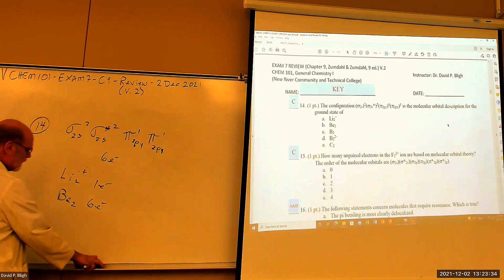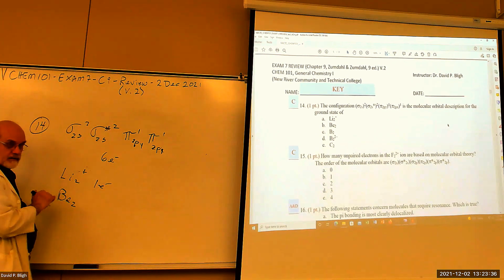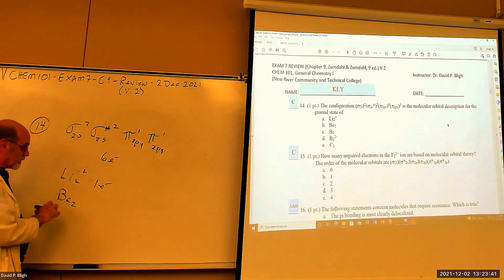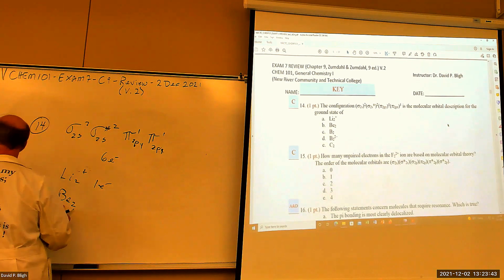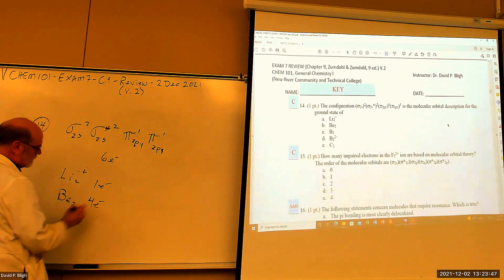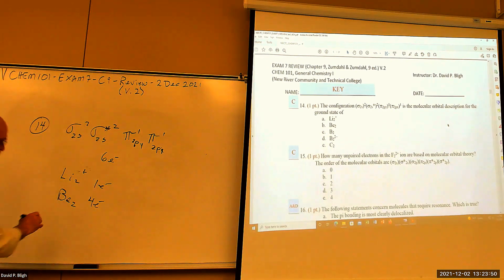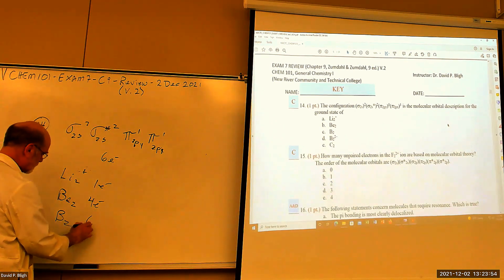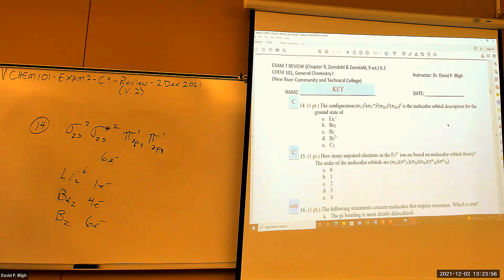Oh. You guys need to say something, because I confused myself. I know I'm confusing you. Beryllium only has 2 electrons each, so it has 4. Boron. That's what I was looking at. Boron has 3 each. It has 6. There you go. There's your answer.